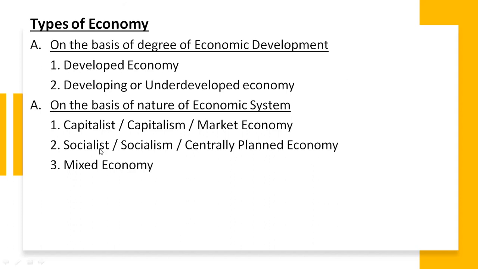Anyway, we can have two types of classification of economy: on the basis of degree of development and on the basis of nature of economic system. On the basis of degree of development, economy can be classified as number one, developed economy, and number two, developing or underdeveloped economy. Now, point B, on the basis of nature of economic system: number one, capitalist economy, or capitalism, or you can say market economy; number two, socialist, socialism, or centrally planned economy; and number three is mixed economy. This mixed economy combines both the aspects of capitalist as well as socialist.